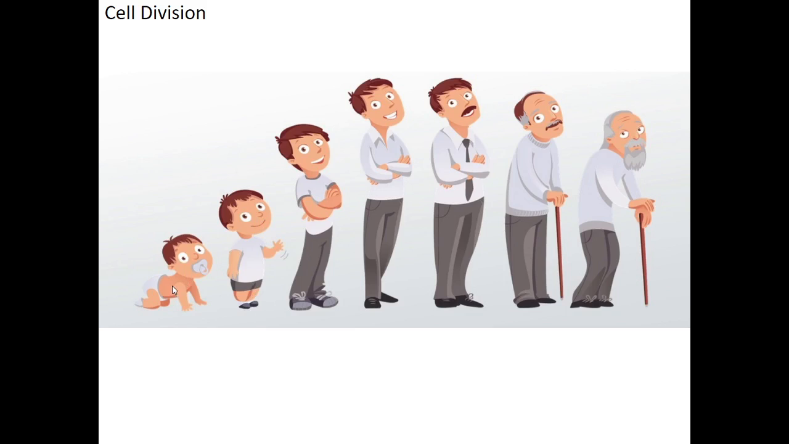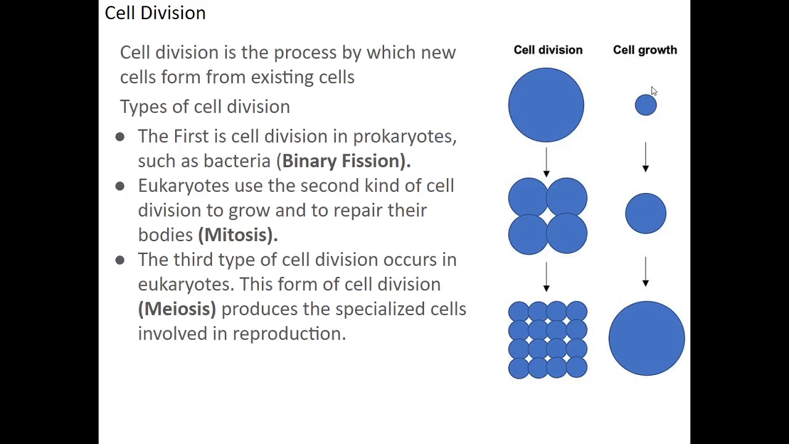Did the cells that make up this baby get larger to create this, and then get larger to create this, and this, and this? Or did this thing just add more cells, and add more cells, and add more cells? So let's talk about that real fast. Cell division versus cell growth.